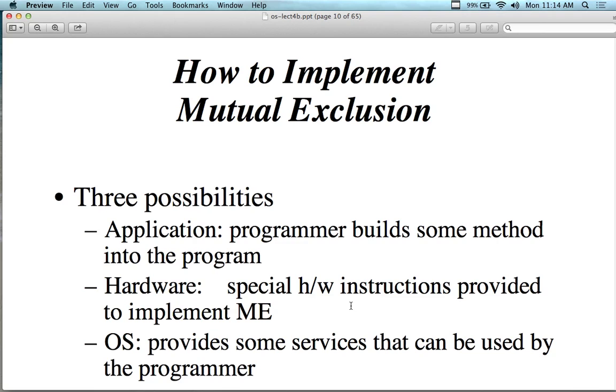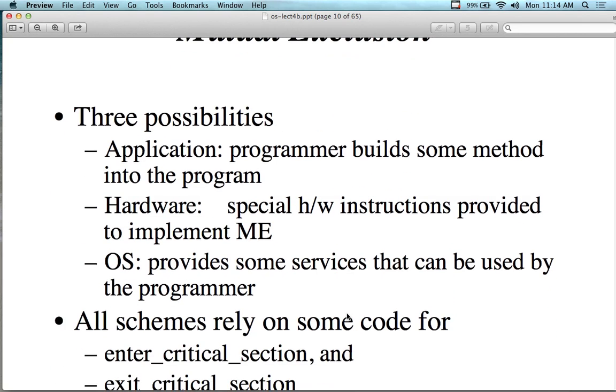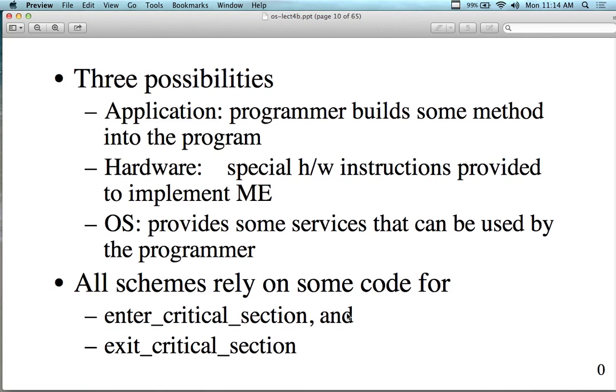So we also got into the concept of how to implement mutual exclusion, and we looked at a couple of scenarios from an application perspective, a hardware perspective, and then we stopped on the operating system perspective. So just to review this a little bit, just so we don't start in the middle here. If we do it from an application, then the programmer itself builds some method into the program. You will have an assignment for this course where you will build mutual exclusion into the program that you're designing, and you're going to control it from your level.